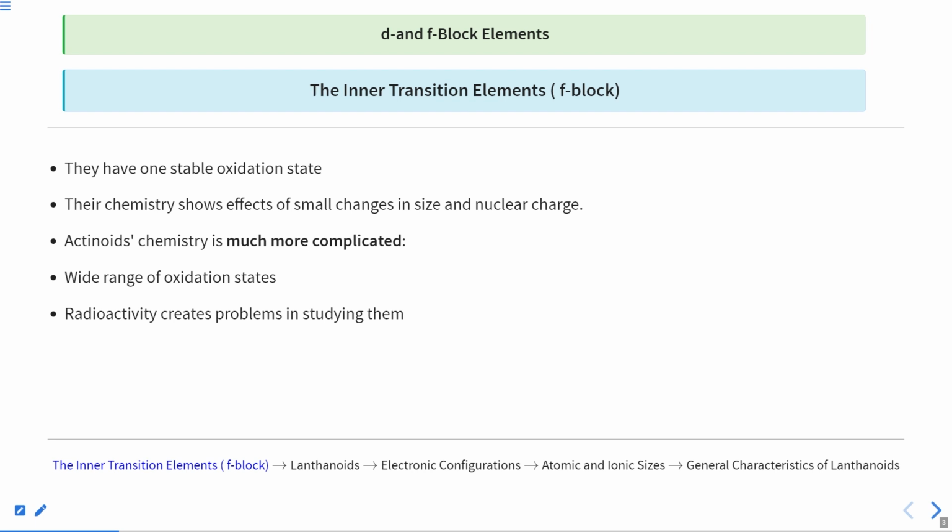Whereas actinoids have a complicated chemistry as compared to lanthanoids, because they have a wider range of oxidation states. Also, the radioactivity of the actinoids creates a problem in studying them because their mass changes continuously. If something is changing its mass continuously, then it is difficult to study that compound.